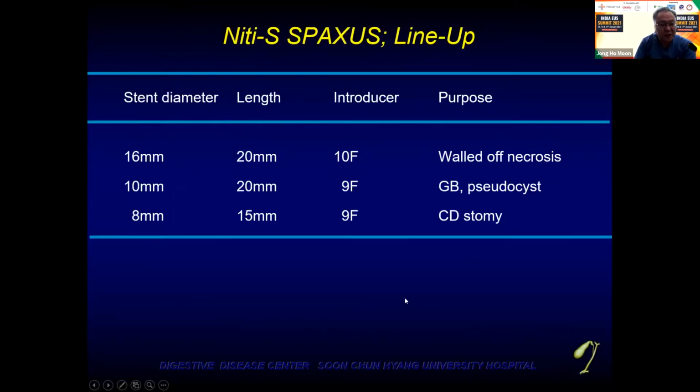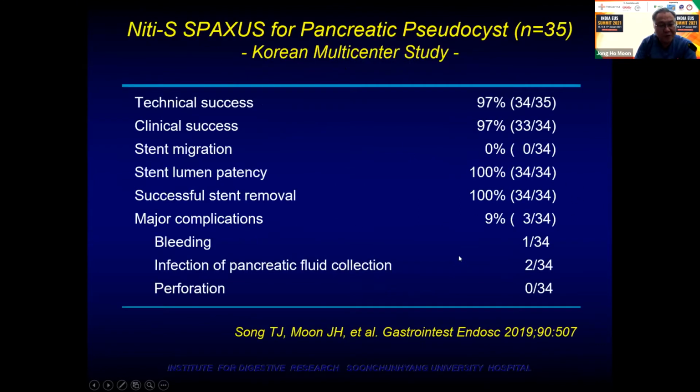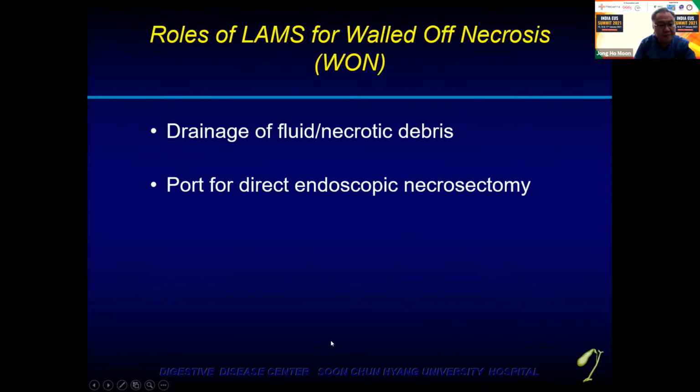It has 3 kinds of stent diameter for the purpose of drainage, for walled-off necrosis, gallbladder, and choledochoduodenostomy. Our group reported the first clinical result using Spaxus for EUS-guided drainage. The following Korean multicenter study and Asian multicenter study results show a high technical and clinical success rate and a very acceptable adverse event rate. The role of LAMS for walled-off necrosis is not only drainage; it can make a port for direct endoscopic necrosectomy.